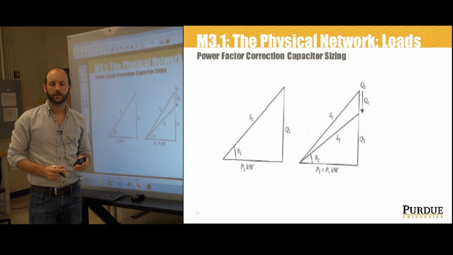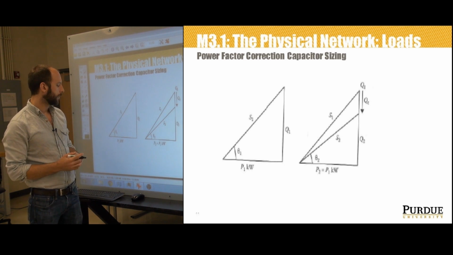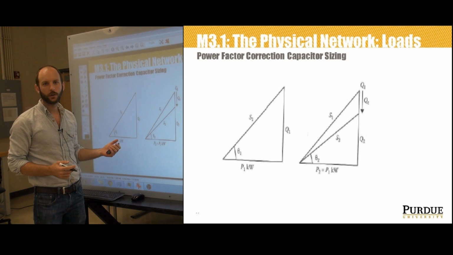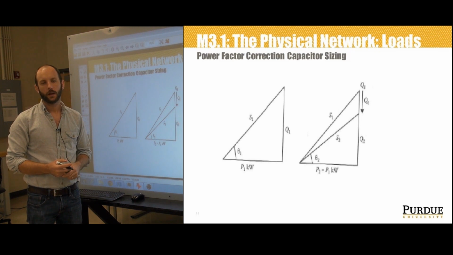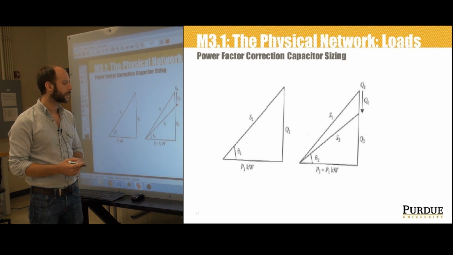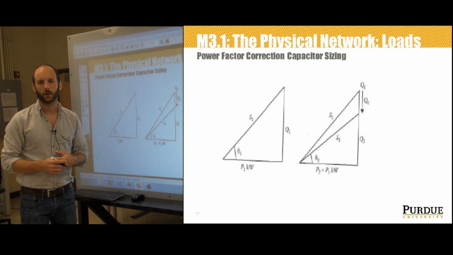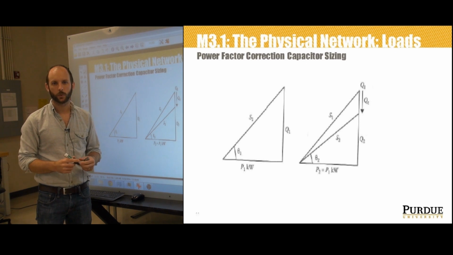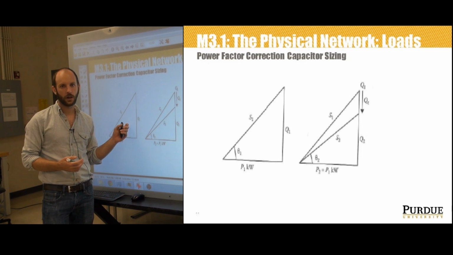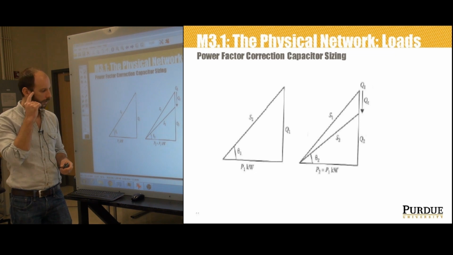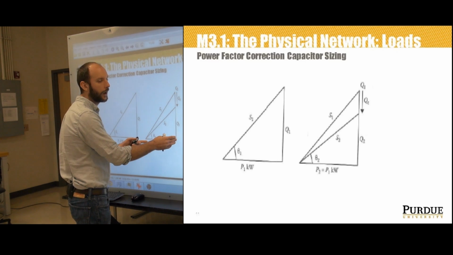Okay, so now we want to calculate the size of the reactor necessary to improve the power factor from some old value, theta 1, to some new value, theta 2, or power factor angle, I should say. I use the term reactor because a lot of times in power systems, a capacitor supplying reactive vars is called a reactor. To conceptualize this, we're going to draw two power triangles, one without the capacitor and one with the addition of the capacitor. This is our original system. This is our power factor corrected system.